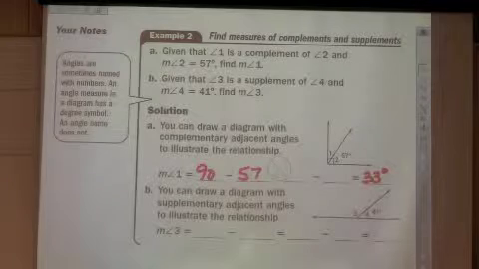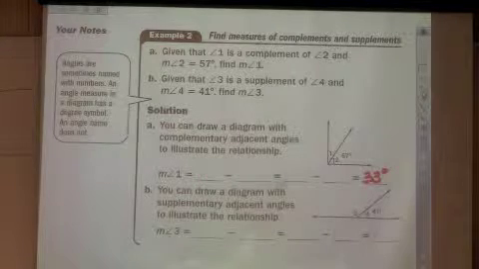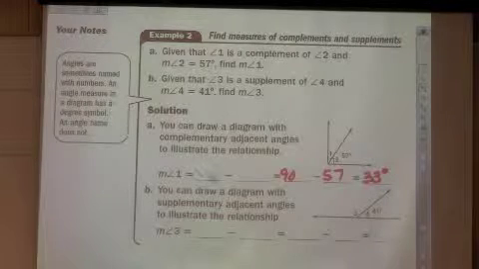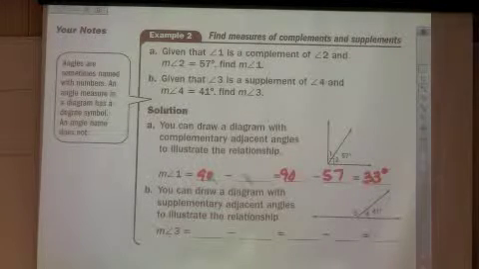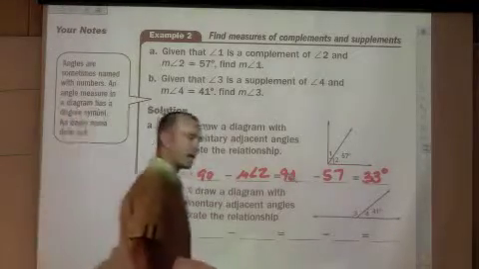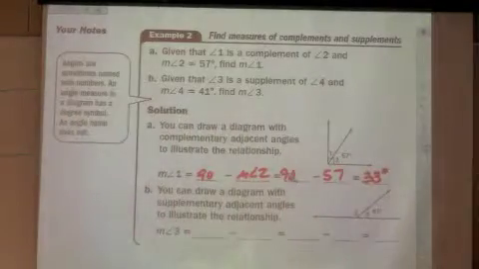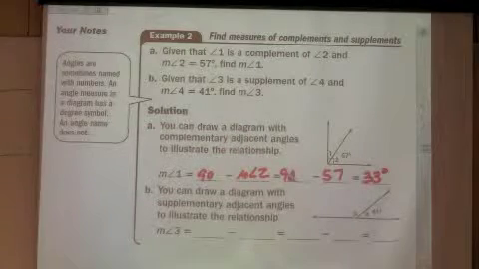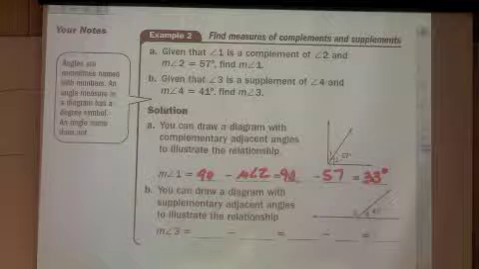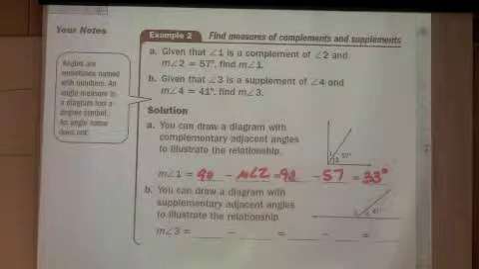Okay. I think officially they wanted me to do this. Measure of angle 1 is 90 minus the measure of angle 2. I guess that's the fancy way of writing it, but we get it. 90 minus 57, right, Roberts? That's the key. How about B? It says given that angle 3 is a supplement of angle 4, and we know angle 4 is 41 degrees, how can we find the measure of angle 3?